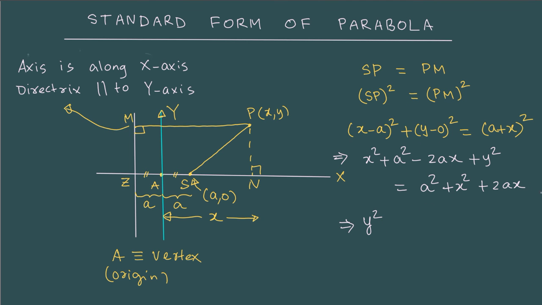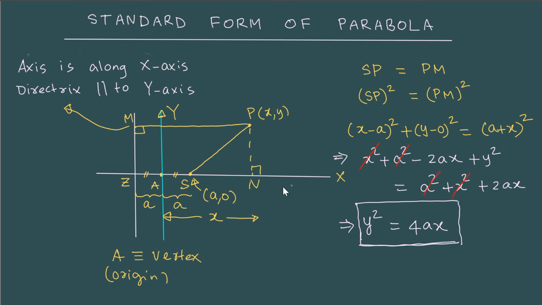This minus 2x can be sent to the other side, and then you should observe that we can ignore these x squares on either side, a square on either side, and then we simply have y square equal to 4ax. Okay, so this is the equation of the parabola in its simplest form. We have not shown the curve of the parabola yet. I will do that in a minute. But this is the one which we will use more frequently, y square equal to 4ax.